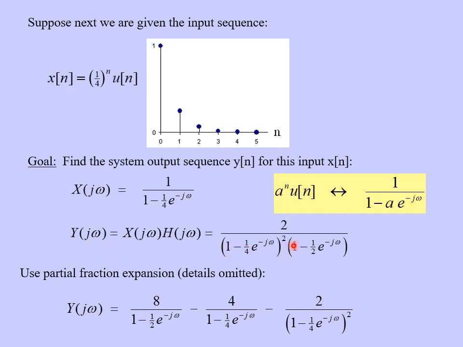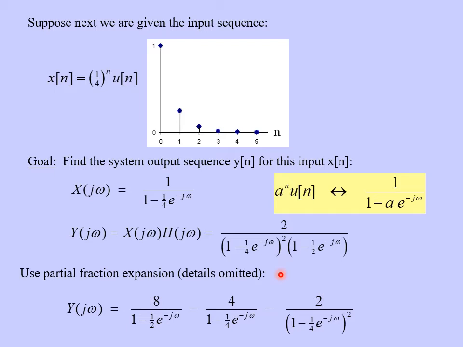We have to take the inverse Fourier transform. Obviously, we can't do it just by looking at this thing because we've never seen anything with this form before. So again, partial fraction expansion comes to the rescue here, and we have to expand this thing out. Now, I didn't do the details here of the partial fraction expansion just to save some time and space.